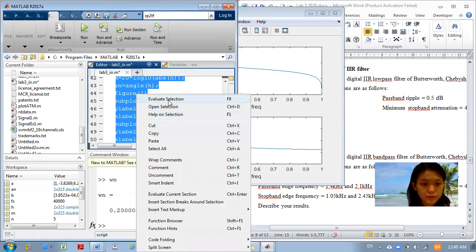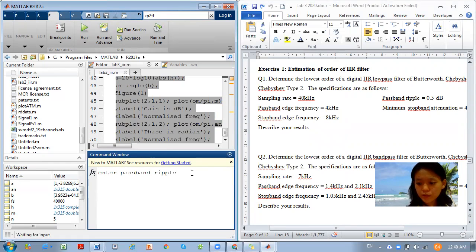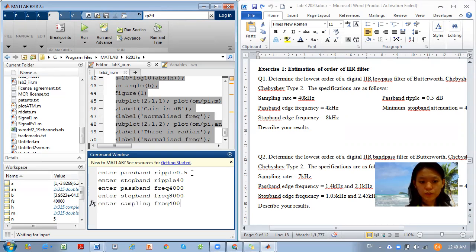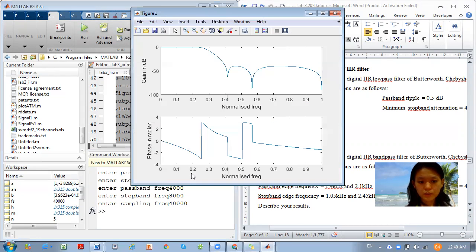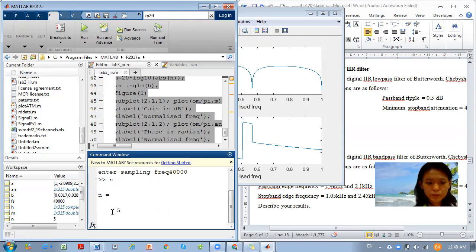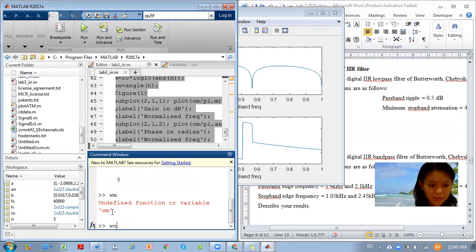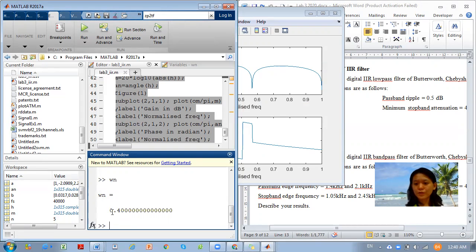Just execute. Now you key in 0.5, 40 dB, 4,000, 8,000, 40,000. Okay, this is the graph. Then we have our N order, and also we have our cut-off frequency, Wn, which is 0.2. Okay, done for Chebyshev type 1 and Chebyshev type 2.